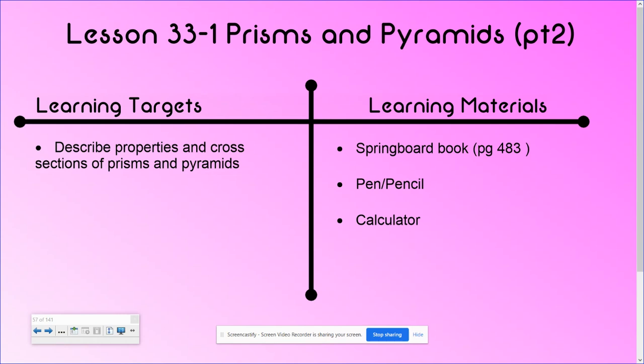We're going to finish lesson 33.1, where we talk about prisms and pyramids. And in today's video, we're talking mostly about the cross sections of those 3D figures. So open up your Springboard book. We're going to start on page 483.